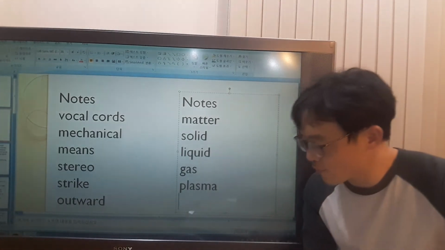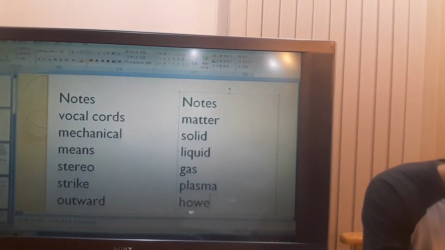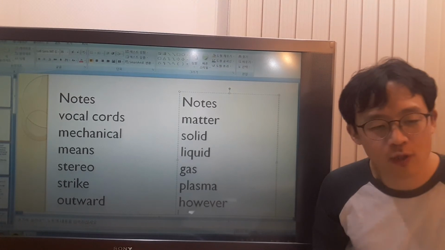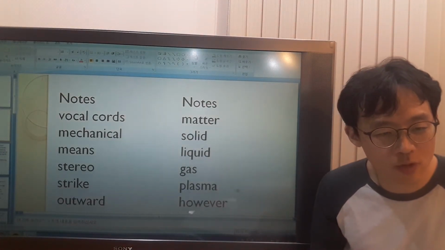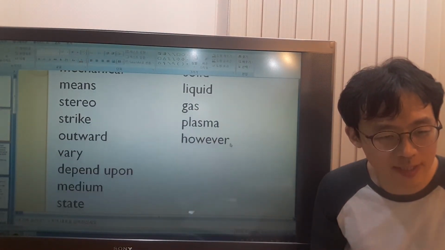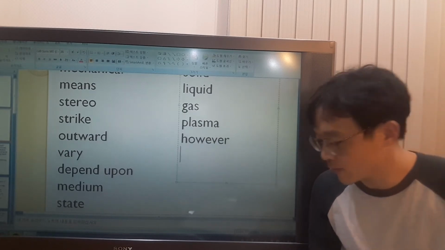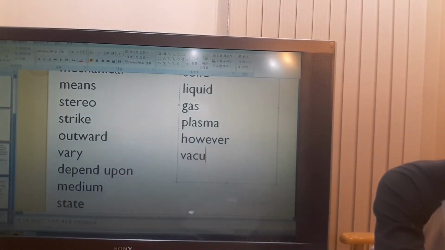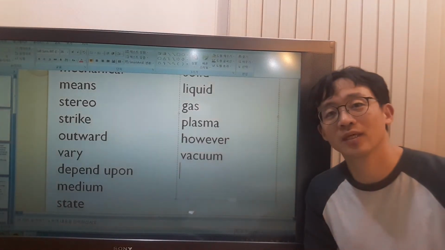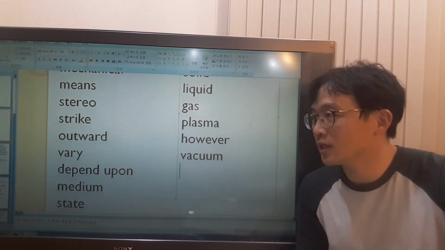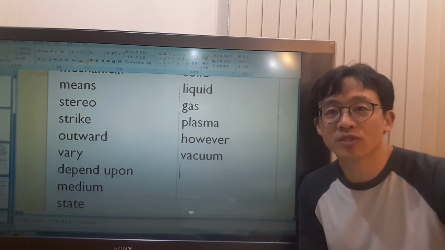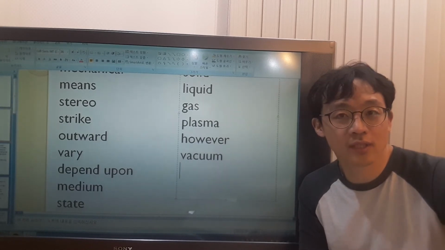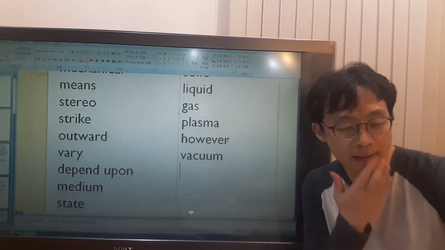However, they can't move through a vacuum. However, what does that mean? You use however when you want to talk about something that contrasts what you have just said. However, they can't move through a vacuum. What is a vacuum? You know what a vacuum cleaner is? Vacuum means a space without air or other gases, okay?